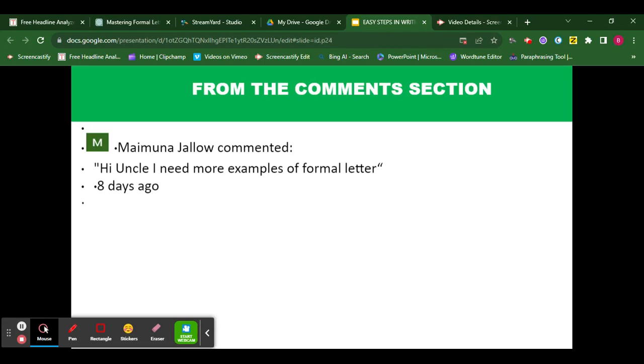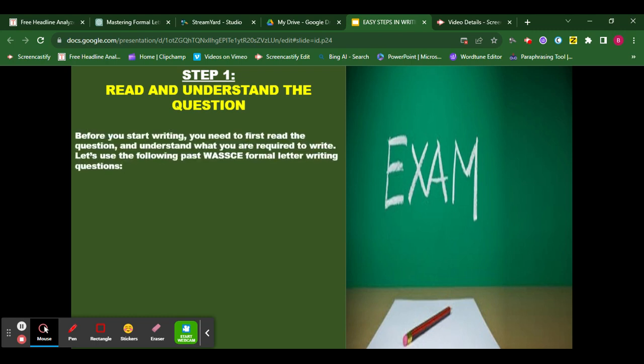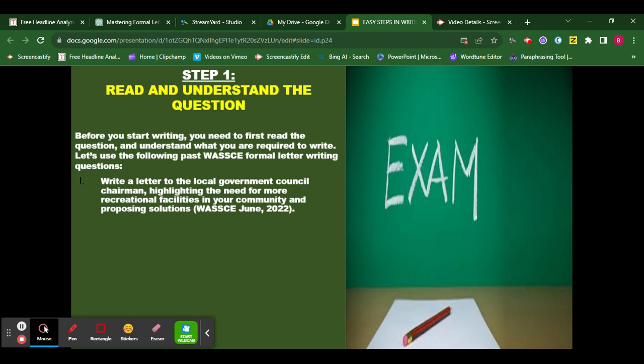Let's now move on to step number 1, and that is read and understand the question. This is really very important. Before you start writing, you need to first read the question and understand what you are required to write. Let's use the following past WASSCE formal letter writing questions. Number 1, write a letter to the local government council chairman highlighting the need for more recreational facilities in your community and proposing solutions. This is taken from WASSCE, June 2022.